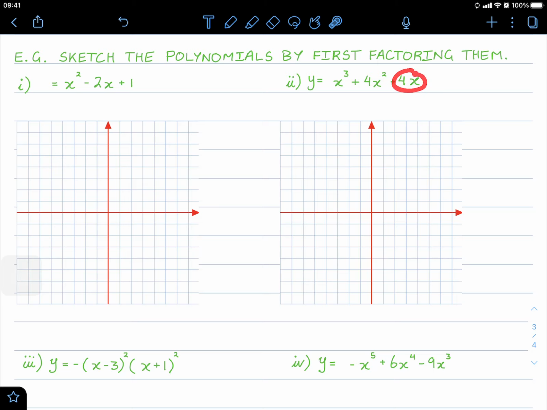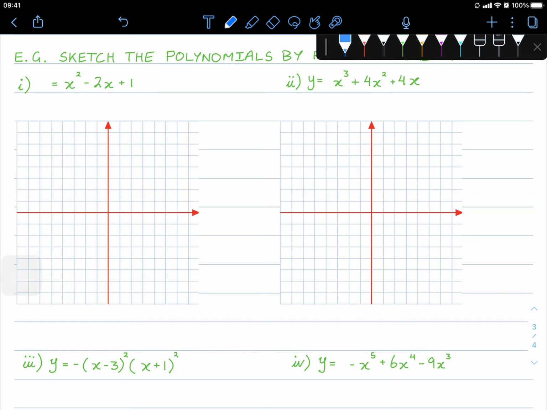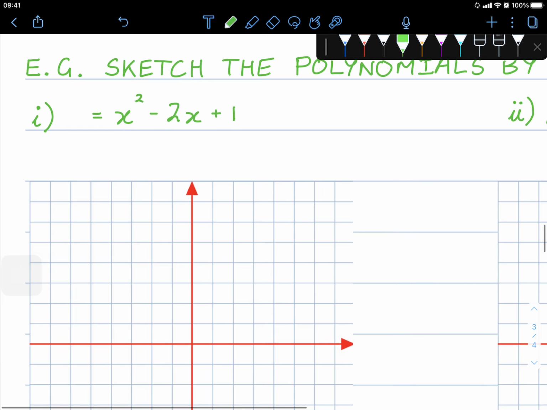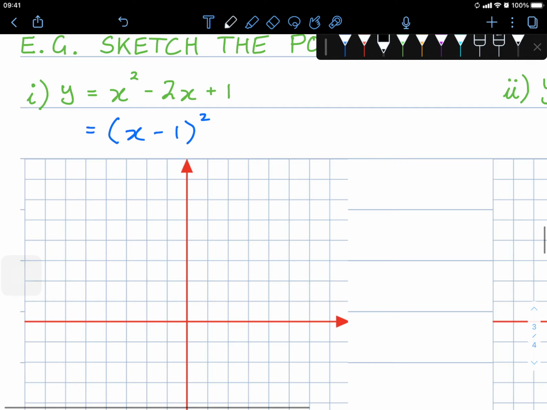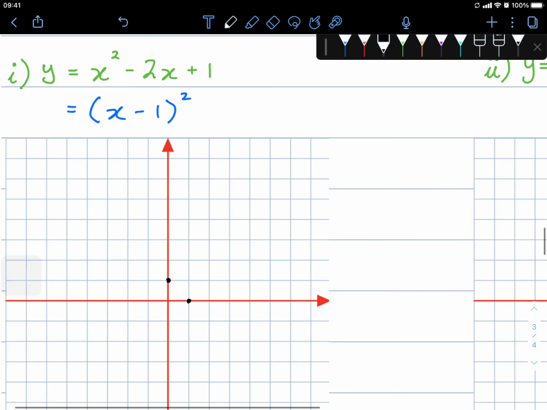If you're comparing it from the previous video, I had to make a slight change for that value here. Anyway, so here we go. To factor this first, two numbers that multiply to 1 add to -2. It's x minus 1 all squared. From here we can see that the x-intercept is at 1 and the y-intercept also is at 1.